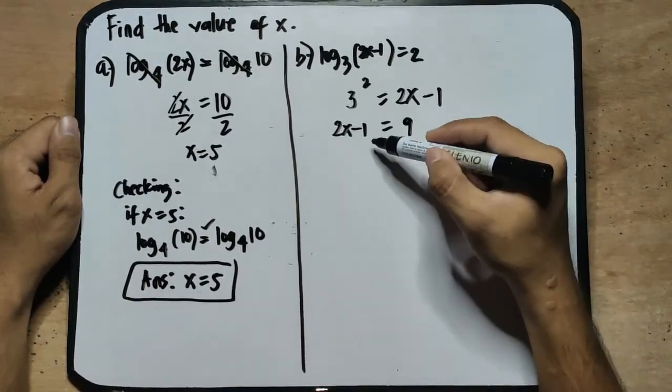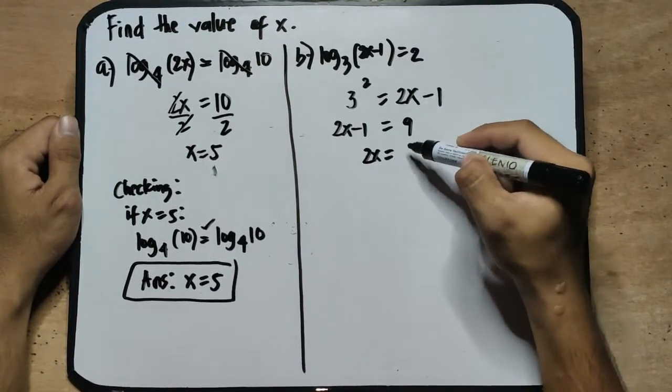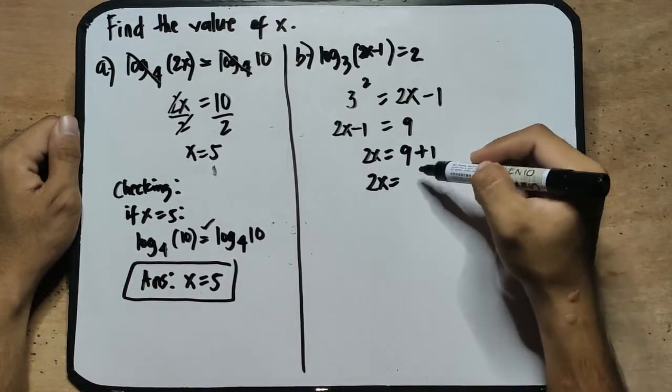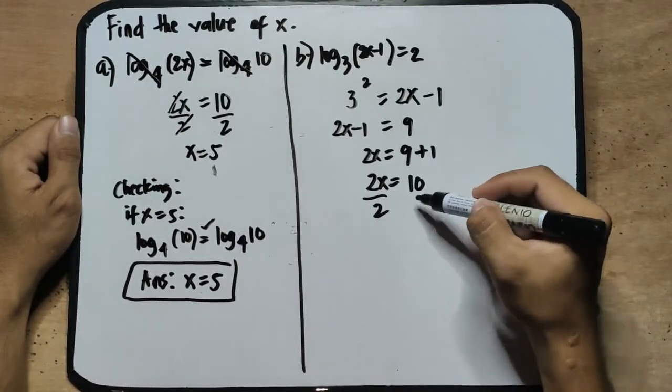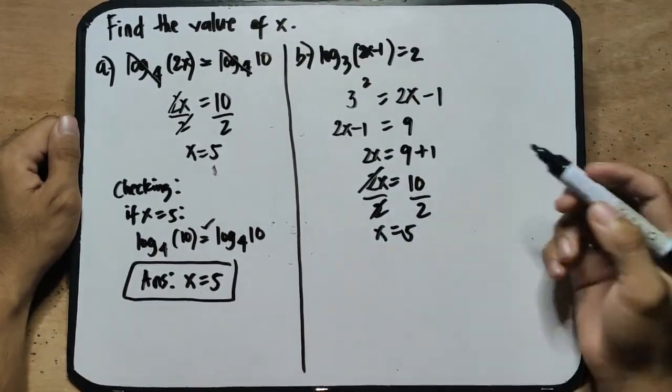solving for x, we transpose negative 1 to the right. We have 2x is equal to 9. It will become positive 1. So 2x is equal to 9 plus 1 is 10. Divide both sides by 2. So we have x is equal to 5.